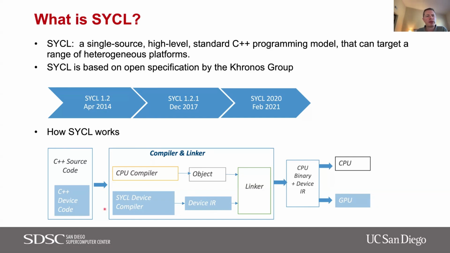And how it works, you have your C++ source code and the C++ device code. And then you have the compiler that creates the object files, right? And a SYCL device compiler that generates a device intermediate representation, the linker that links things together, and then you have a binary plus device intermediate representation where when you execute it, the CPU portion runs on the CPU, and then device code executes on the GPU.